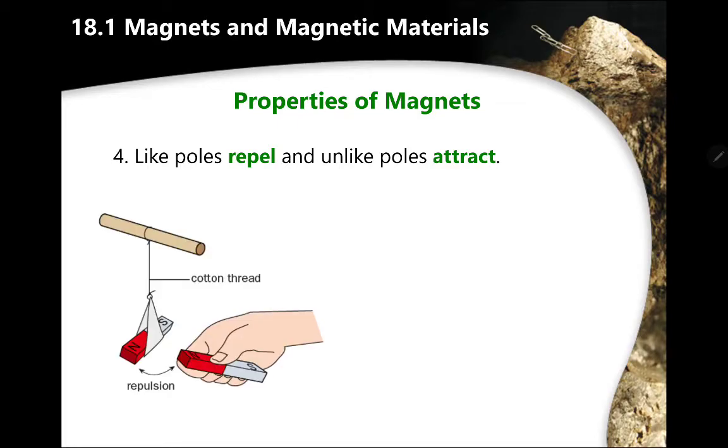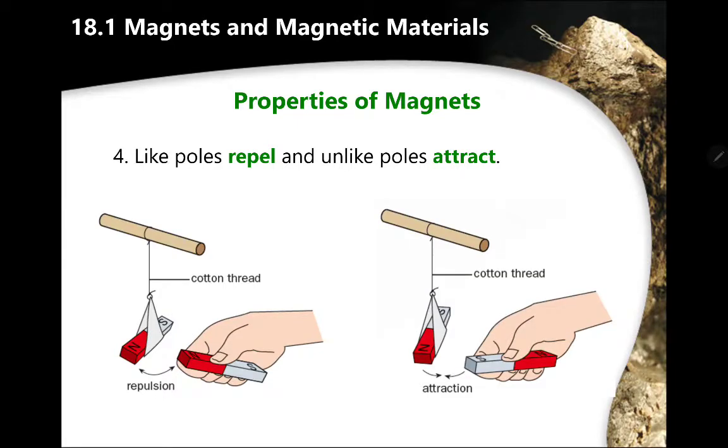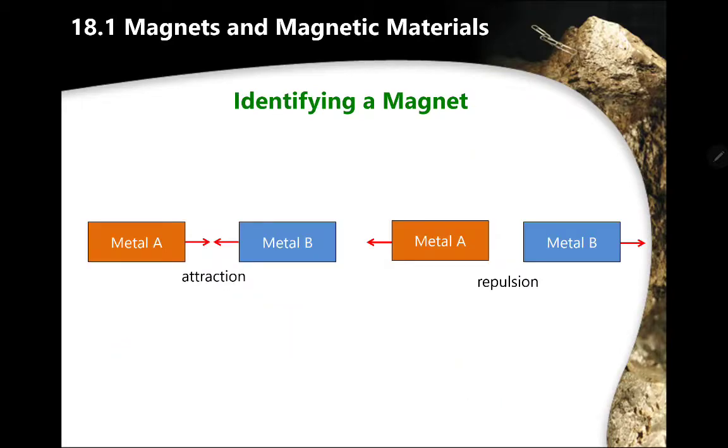So this is what I demonstrated just now. You put the north pole to the north pole, you see the north pole will start spinning away, and then you bring a south pole, then the north and south pole will attract each other. There'll be a magnetic force applied. Remember forces? Alright.